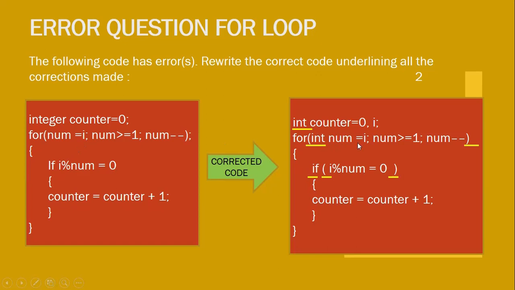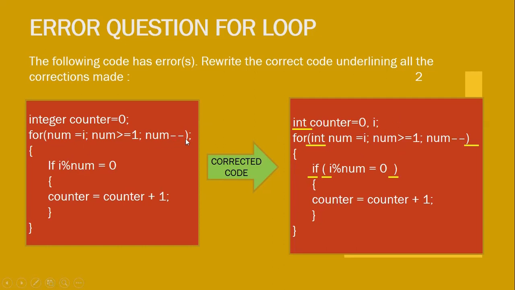So num is a loop variable. I will initialize it here only, or you can initialize it at the top of the for loop also. So I will initialize it here, int num equal to I. And as I is also not declared, I am declaring it here, int I. So this is also a variable of type integer.